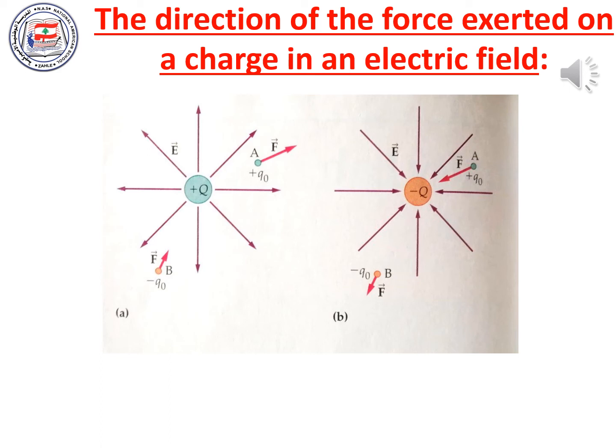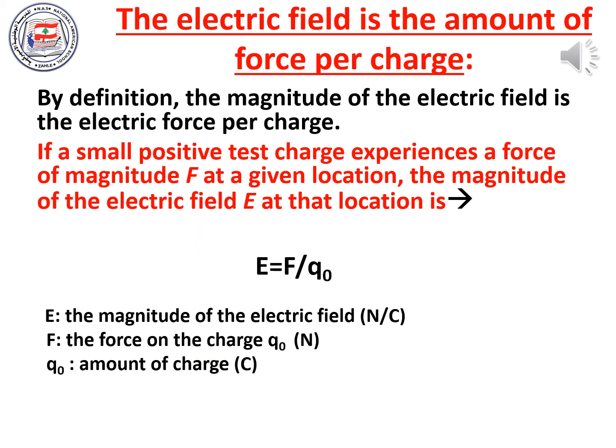Now look at the right. We have a negative charge with an electric field coming into it. If we put a negative charge in this electric field, then the force acting on this charge is in the opposite direction to the electric field. But the force acting on a positive charge in this electric field is in the same direction as the electric field. You have just seen the connection between the direction of the electric field and the direction of the electric force.